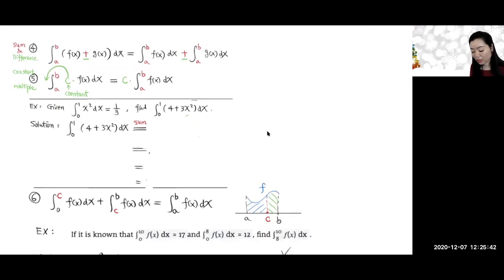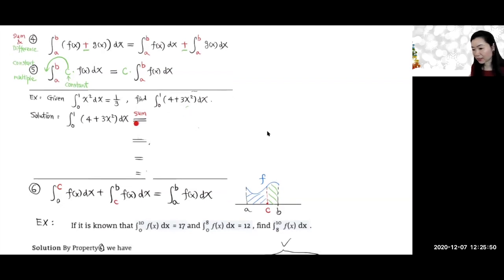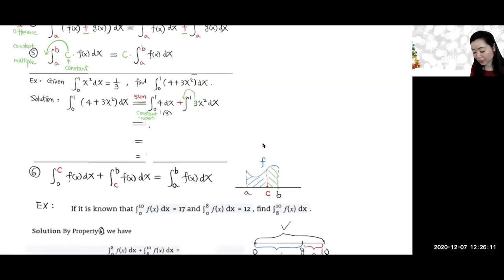Now let's try this example. We are given that this integral equals 1/3. We're trying to find this integral over here. First, we use the sum rule for integrals. Integral of the sum is the sum of the integrals. So we got the sum of these two integrals over here. The next one, for this part right here, this is a constant. 4 is a constant. When you integrate this constant, what does this integral equal to?